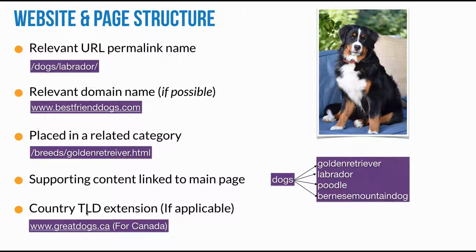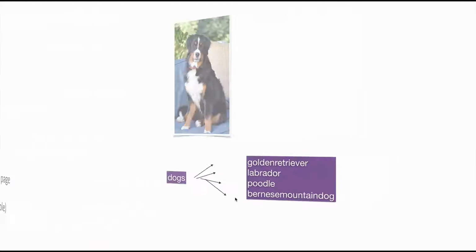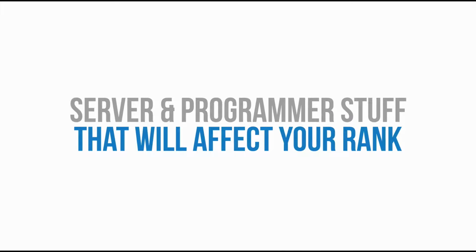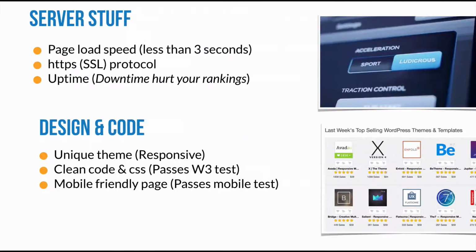But if you're going for country-specific, try to get the TLD for that, because it gives you a huge ranking boost. So for instance, you would have a .ca for Canada. Okay, server and programmer stuff. That will affect your ranking. I didn't really know how to name this category, but you'll get the point.